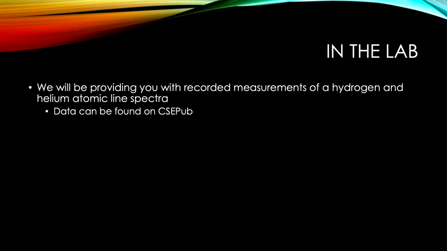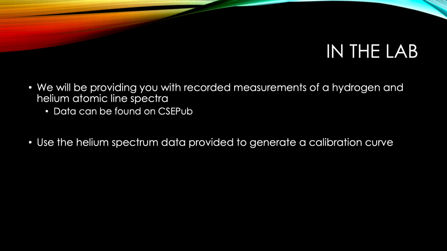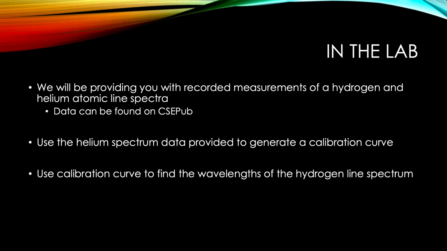In the lab, though, when you get there, after our pre-lab quiz this week, we're actually providing you with most of the recorded experimental data. And you can see this already on CSE Pub if you go and look. We're going to be taking a look at both a hydrogen line spectrum and a helium line spectrum. And we're going to use the helium line spectrum to generate what we call a calibration curve. I'll explain what that is in just a moment.